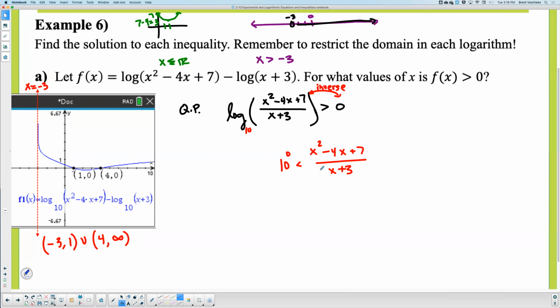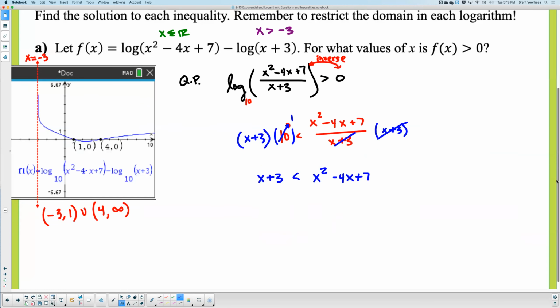So how I'm going to solve from here is I would multiply by x plus 3. x plus 3 would multiply 10 to the 0, which is 1. That right there is equal to 1. So I have x plus 3 is less than x squared minus 4x plus 7. I'm doing the algebra here. I'm going to set this equal to 0. I'm going to have to subtract 3, and I'm also going to subtract x here. Okay, I'm trying to go as quick as I can and still show you the algebra. You can slow it down and look at it.